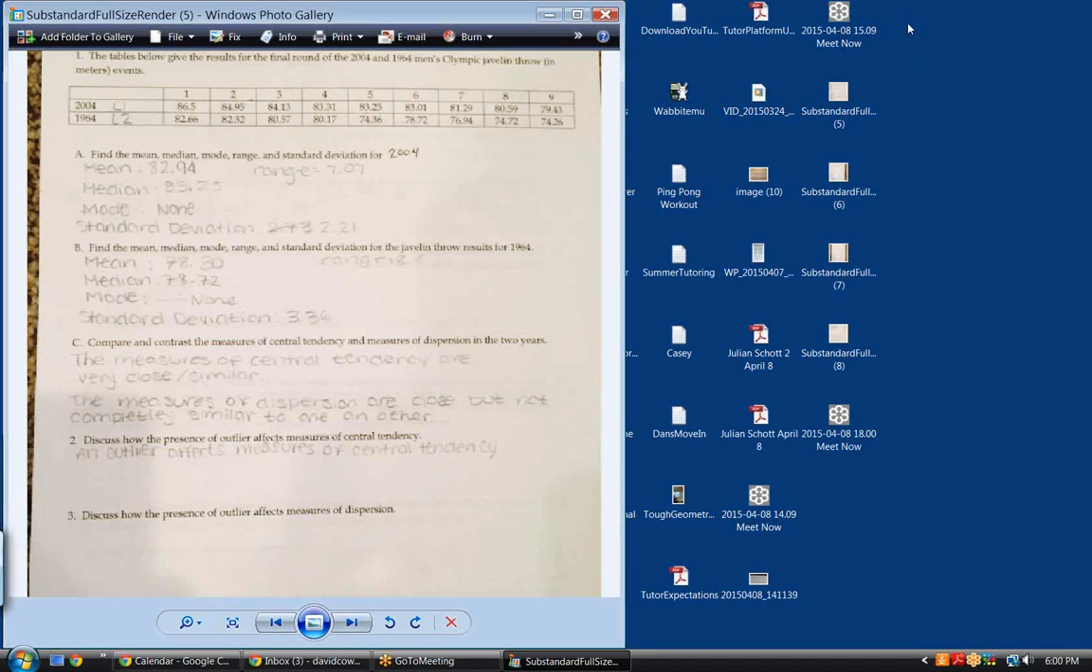Yeah, basically, all I really need to know is definitions of measures of dispersion and how an outlier affects the measures of central tendency. Kind of the basics of it.